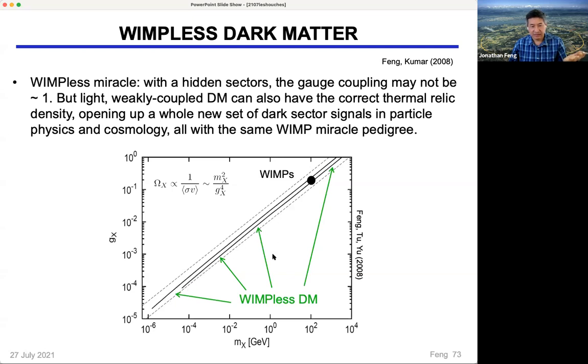You would find that, for lower masses, you can get lower couplings. But you could have, in this case, a 1 GeV dark matter particle with a 10 to the minus 2 coupling, or even lighter MeV dark matter down here with slightly smaller gauge couplings. And so this opens up an entirely new brand of dark matter phenomenology in models where you have exactly the same WIMPless miracle going on, but totally different phenomenology.